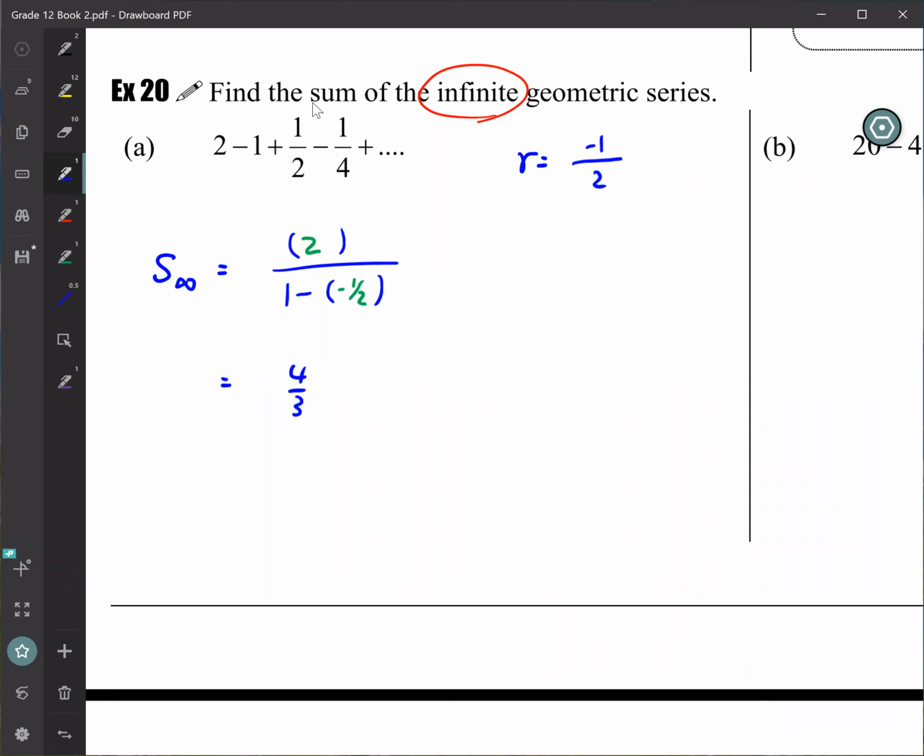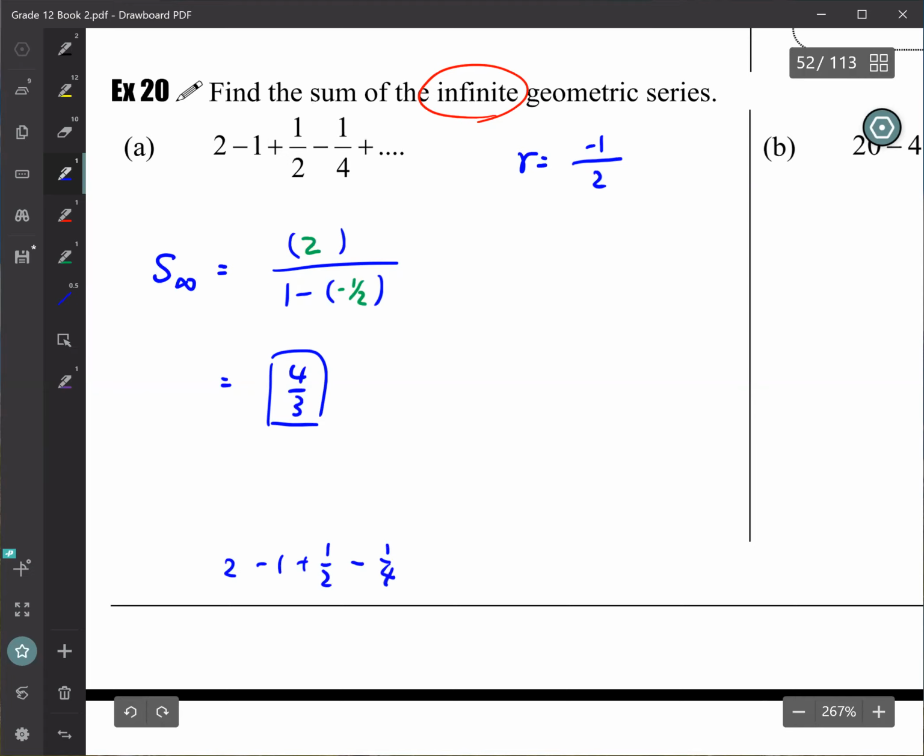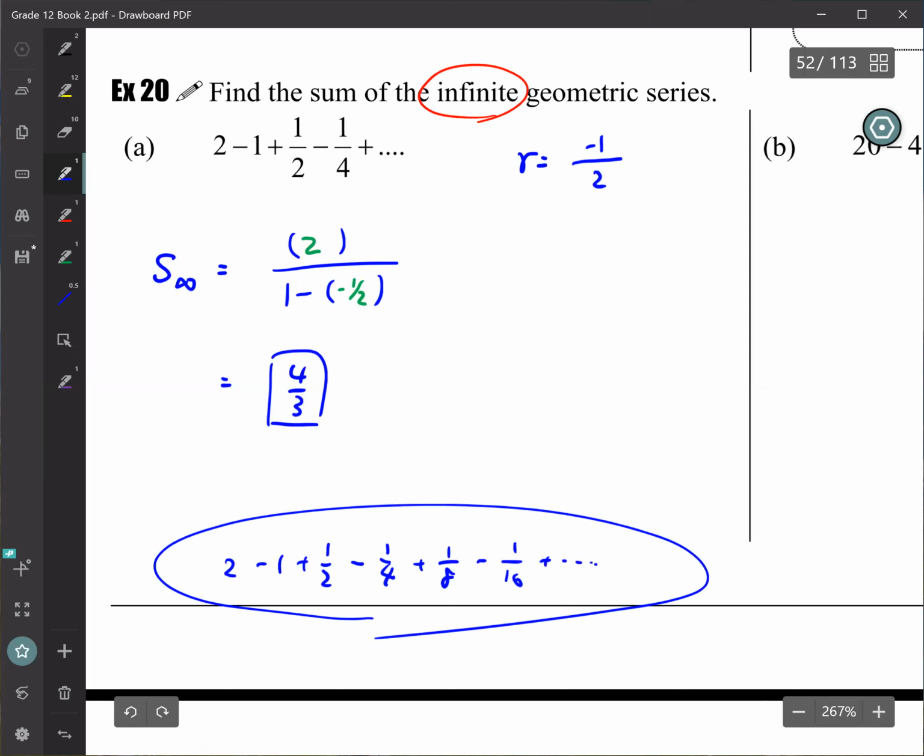Cindy? I think I got the same. Eric? I got the same. All right. So what this number means is, if the pattern continues, 2 minus 1 plus a half minus 1/4, and the next ones are plus 1/8 minus 1/16, if we keep on adding, eventually the total will be very close to 4/3. Because it's so close, we just say it's 4/3.